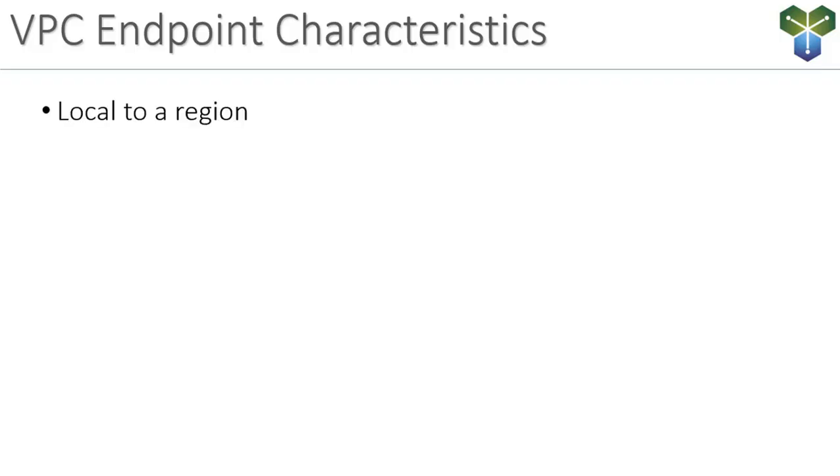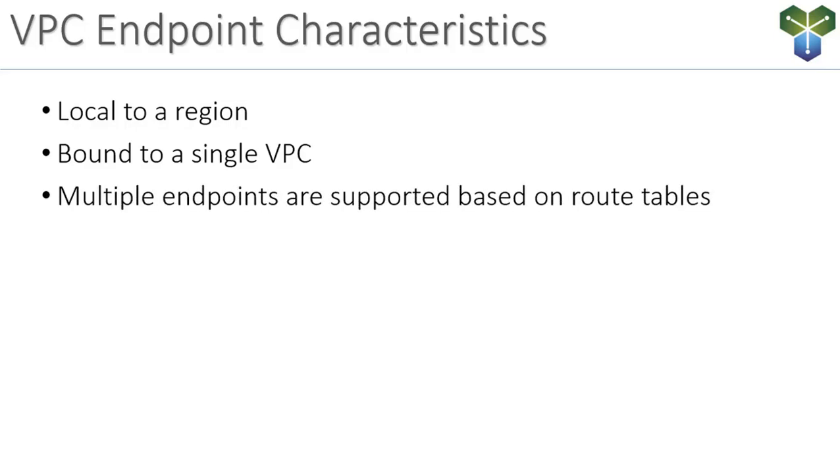So let's just go through a few final VPC endpoint characteristics. A VPC endpoint is local to one particular region, cannot be reached from another region. It's also bound to a single VPC. So a VPC endpoint cannot be shared by multiple VPCs. But we can have multiple VPC endpoints within the same VPC based on route tables. So I could have a VPC endpoint for S3 and specify a prefix list entry in the route table for that. And I can have a different endpoint for DynamoDB with a different entry in the route table. VPC endpoints cannot be accessed over a VPC peering connection.